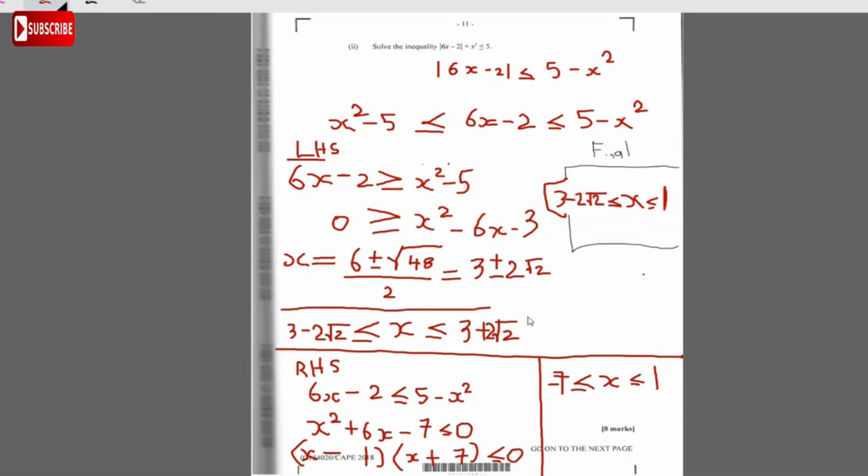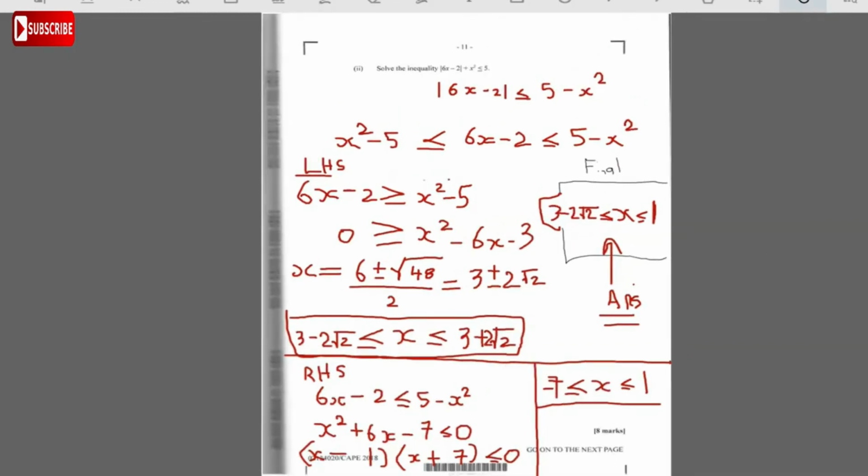So this one combined with this one gave the final answer to be that. So that's the final answer. We combine the two inequalities to get that. Nice and easy. 8 well-deserved marks.